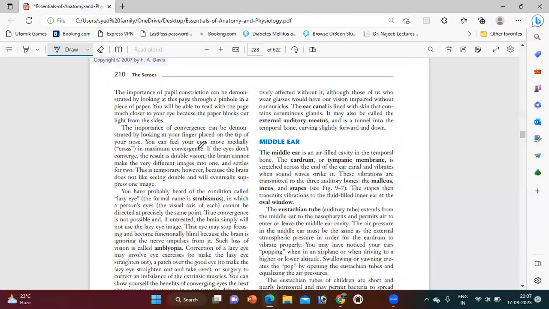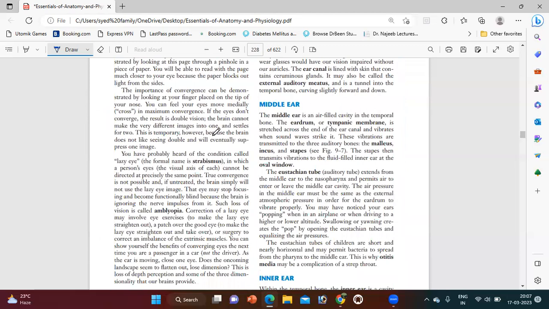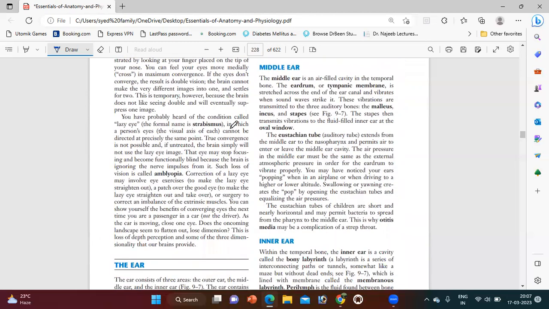Next, the importance of convergence can be demonstrated by looking at our finger placed on the tip of the nose. You can feel your eyes move medially, which is maximum convergence. If the eyes don't converge, the result is double vision. The brain cannot make the two very different images into one and settles for two. This is temporary, however, because the brain does not like seeing double and will eventually suppress one image.